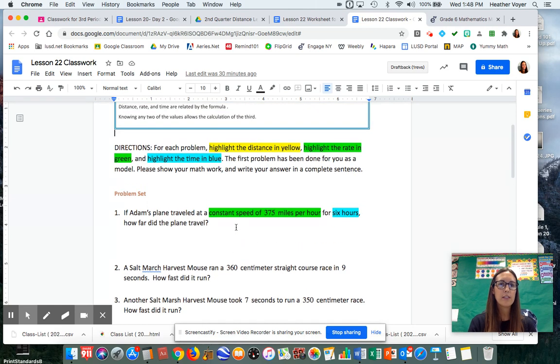And then you're going to do the same thing. You're going to highlight the distance in yellow, highlight the rate in green, and highlight the time in blue. I did the first one for you. And then again, you want to use that equation as you solve. So just like you saw me setting up my problem with each one, D equals R times T. You want to do the same thing and plug in the information that you're finding from each word problem to help you solve the word problems here.